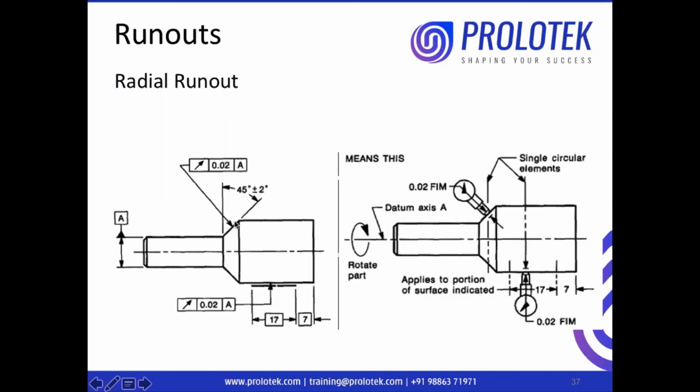That means I'm controlling the location also. That circular plane must be perpendicular to the datum axis, which means I am controlling the orientation also. Since it can control multiple geometrical characteristic symbols, we can straight away use runouts in place of using multiple callouts.